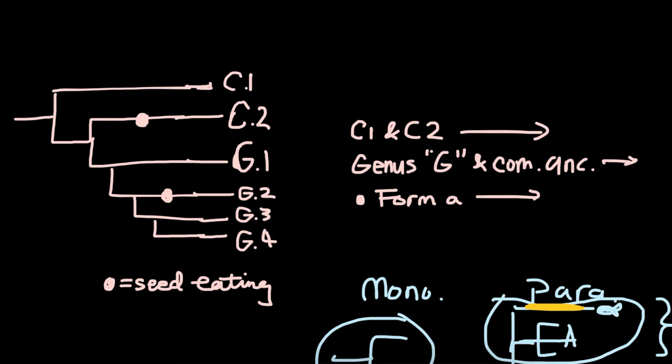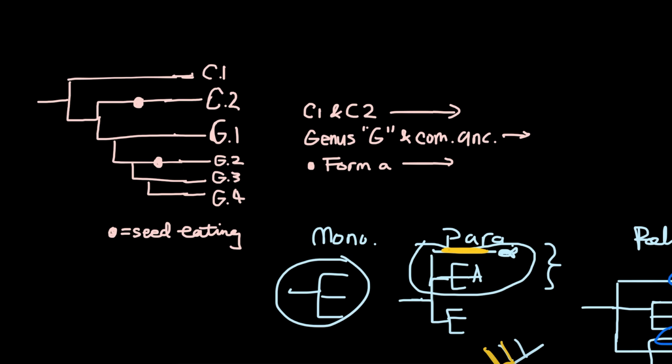Now with this example, the question might ask you what grouping would be C1 and C2. The C1 and C2 would just be two of these ancestors, but does not include any of their descendants. So this would be a paraphyletic group.